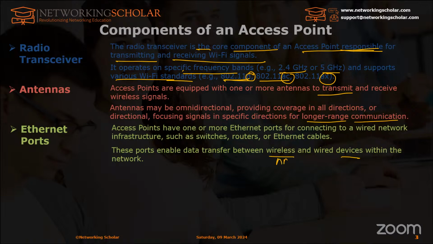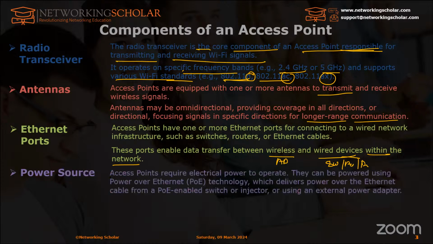Wireless in the sense of an access point, and wired devices in the sense of a switch, router, or internet within the network. But it is going to work within a network. Suppose that you have directly connected your WAN cable, the ISP cable, into the access point, then it is not going to work.